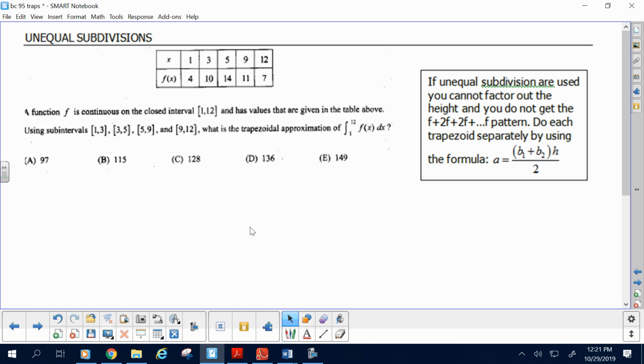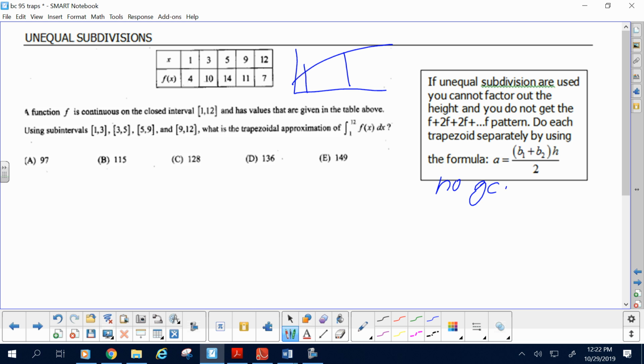So the problem is that pattern of factoring out the h over 2 and getting the 1, 2, 2, 1 deal, that's out the window because there is no common h. I guess I could take out the half, and that's fine, but there's no common h to all the trapezoids to factor out if they're all unequal. So there's no GCF, and instead, you really just have to do each trapezoid separately.